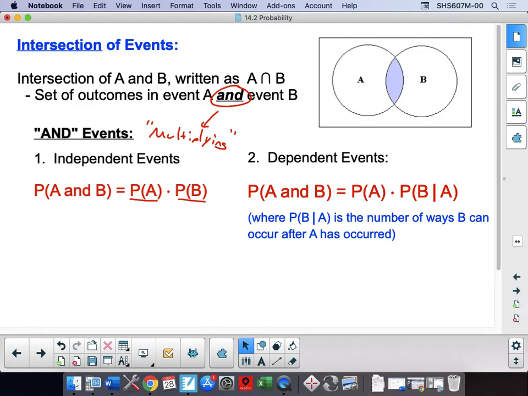But still, if you have something and something else, this is what I want you to remember, or at least write down: "and" means multiply.